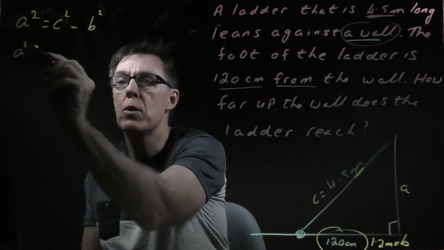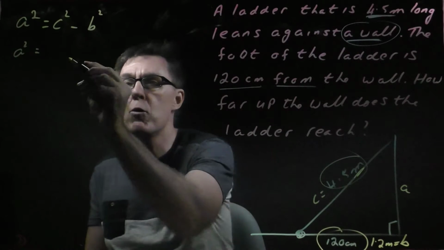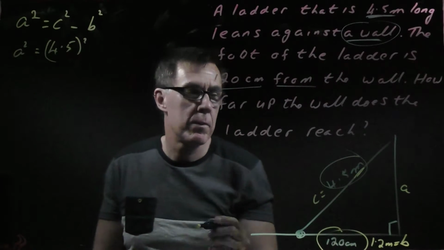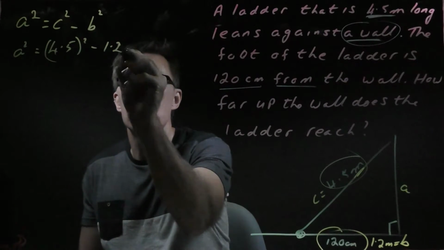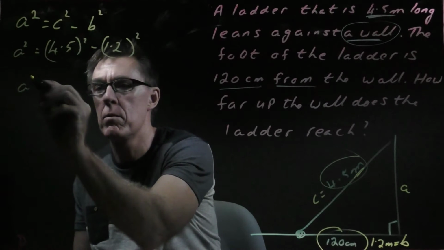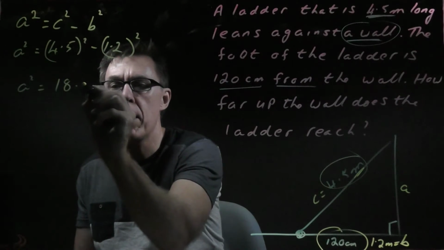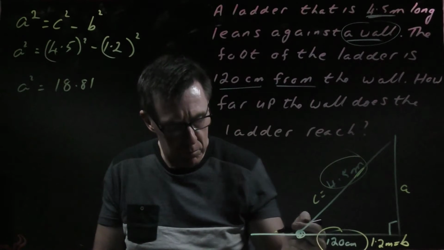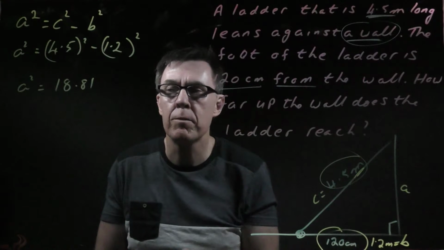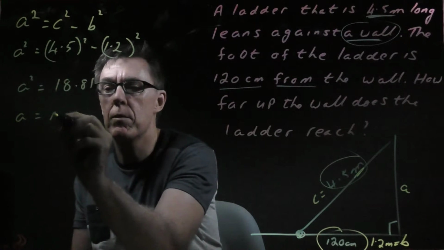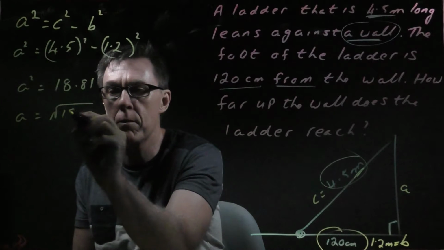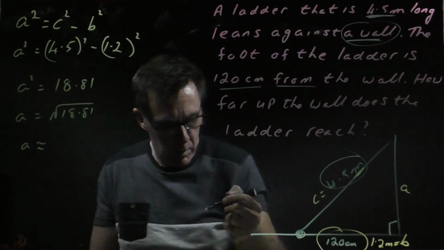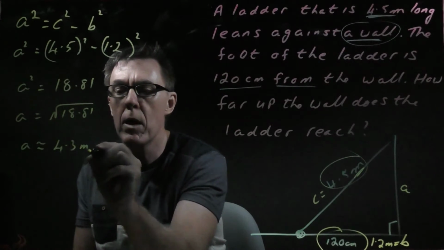We don't know what A's value is yet. C is 4.5. And we're going to square that. B is 1.2. Square that. It's about 18.81. On my notes, yeah, 18.81. So we undo squaring by taking the square root. So it's going to reach approximately 4.3 meters up the wall.